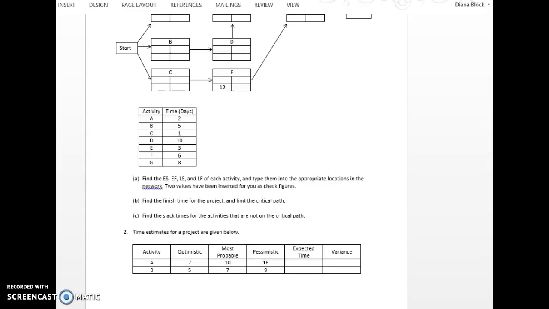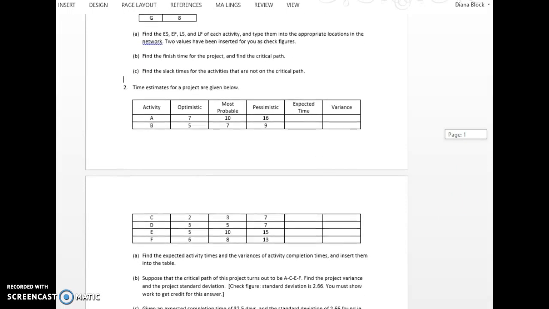And then when you get to problem 2 here, these are going to be more calculations. These are going to be calculations basically straight out of the book using the formulas for the expected time and the variance. Those formulas are given right in the textbook, so you'll use those exactly as they are given to calculate the slack time, the expected times and the variances.